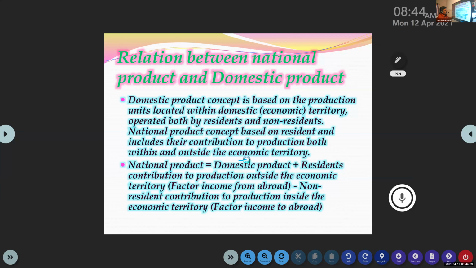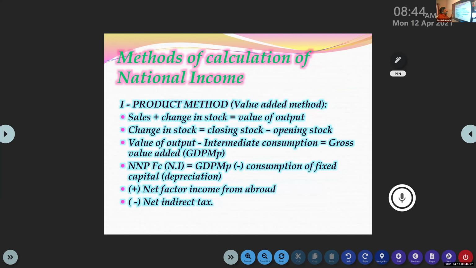National product is connected with the money that is going to another country or coming to our country. Clear or not? It is related to factor income or employees' compensation. Clear? Okay, this idea should be there with you. So moving forward, methods of calculation of national income.